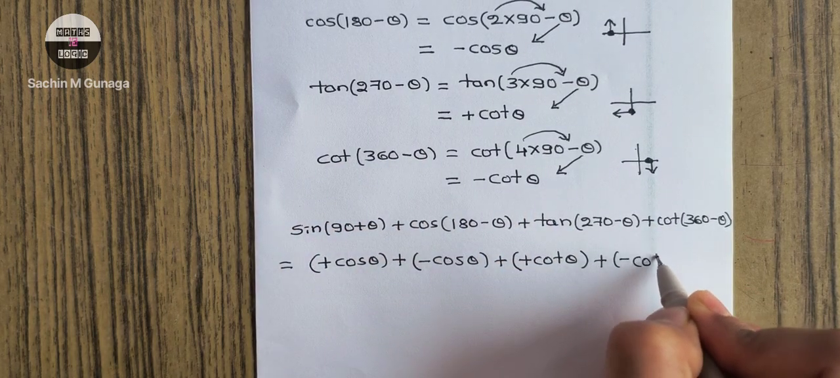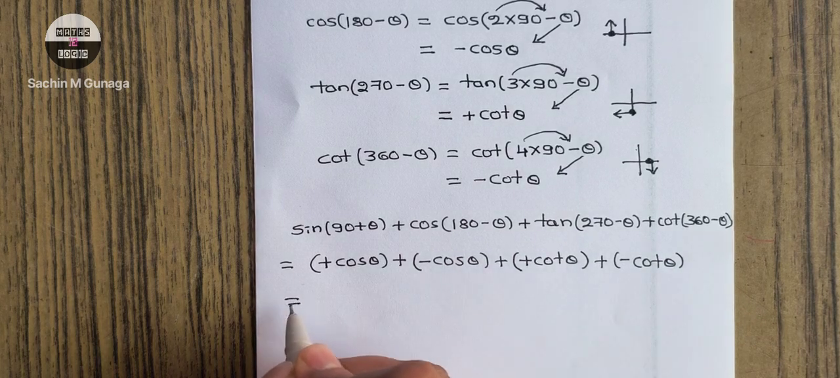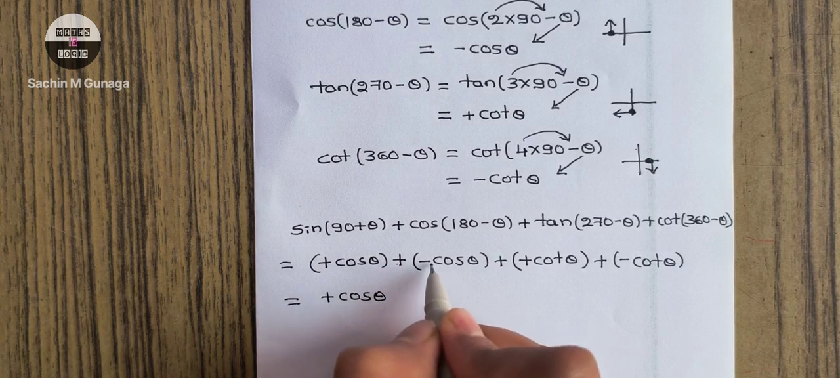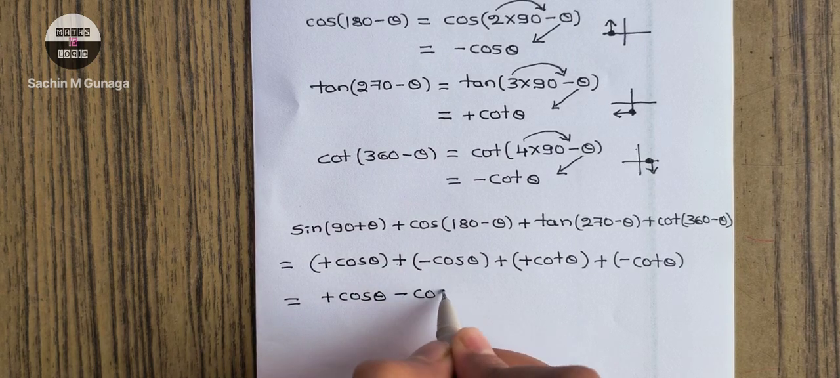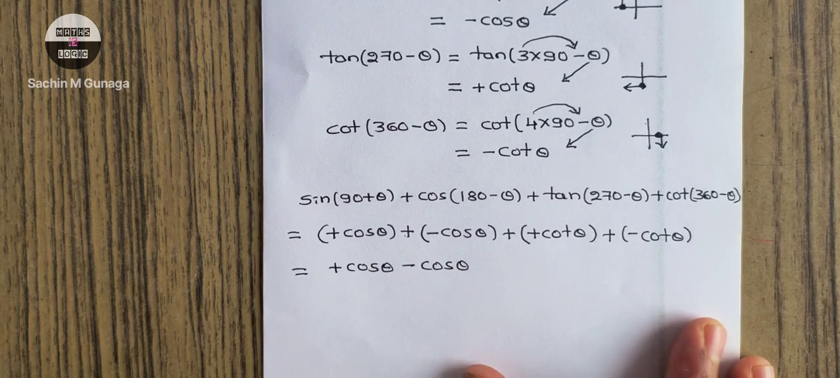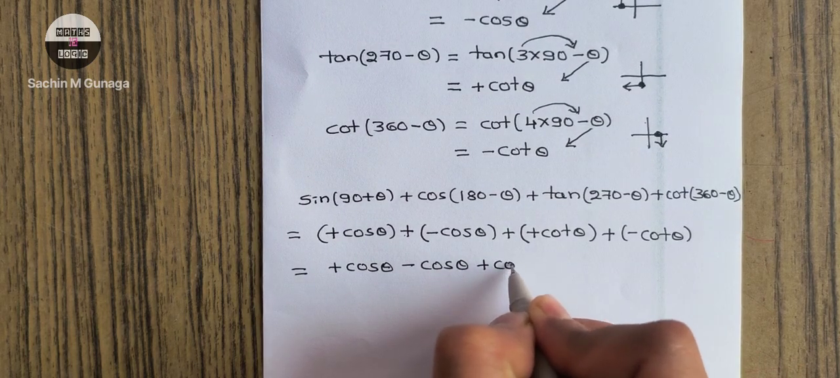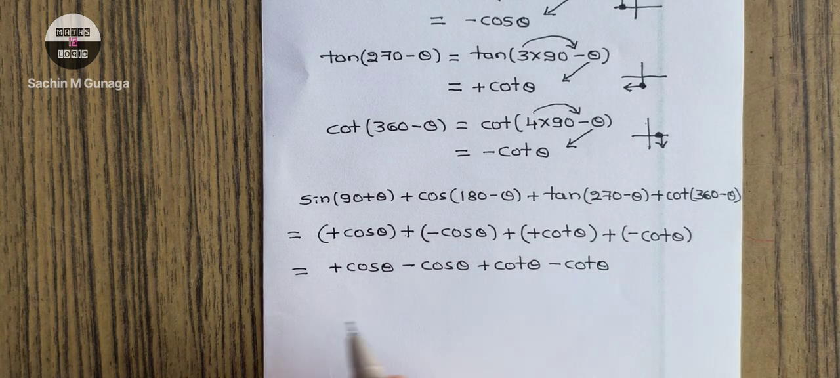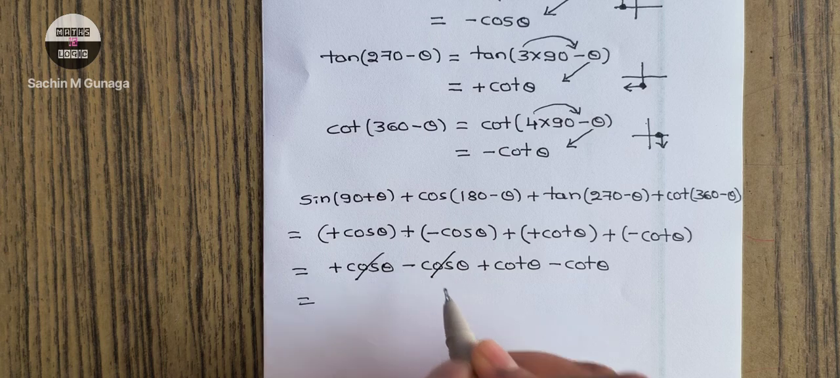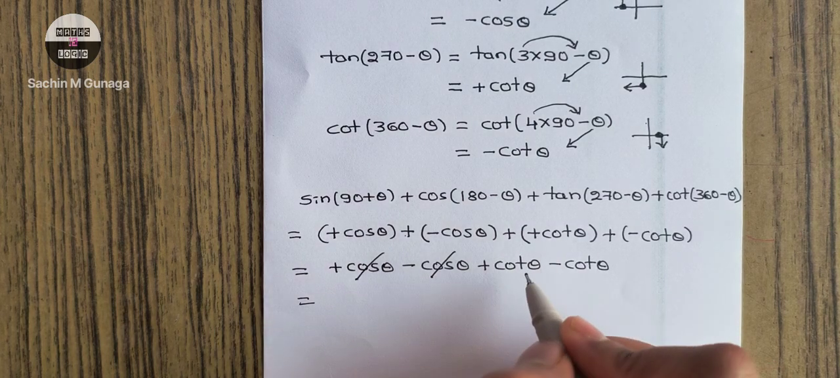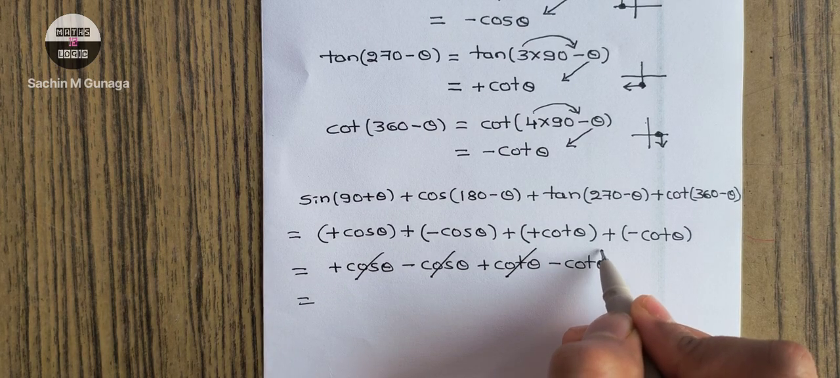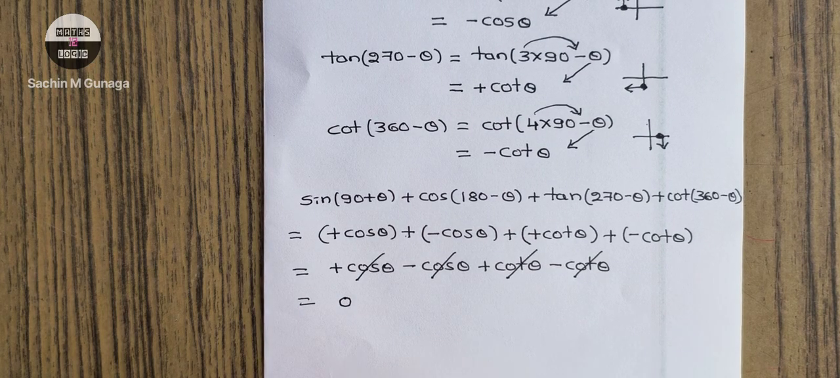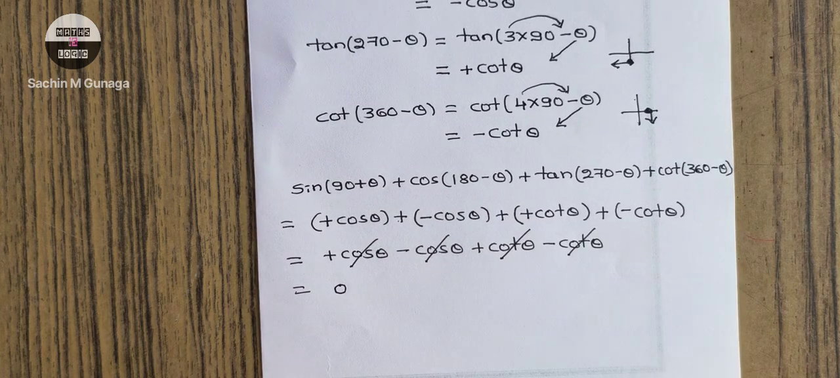Minus cot theta. Therefore, open the bracket: this is plus cos theta, plus into minus is minus cos theta, plus into plus is plus cot theta, plus into minus is minus cot theta. So that time plus and minus cos theta just cancel. Similarly plus cot theta and minus cot theta. Therefore what is the remaining value here? 0. Therefore the final answer is 0.